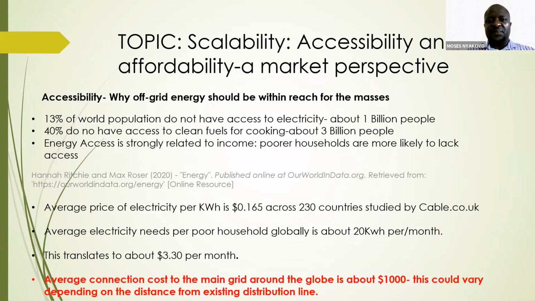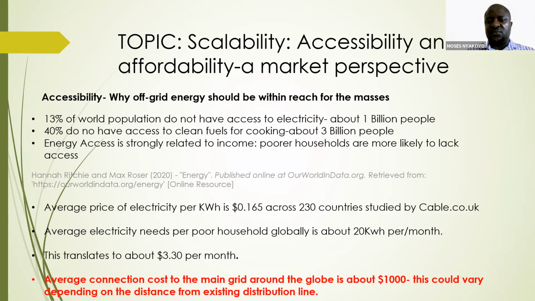Yes. There's a bit of data here I got from different sources. This was talking about the level of accessibility of energy across the globe. The data shows that 13% of the world population don't have access to electricity, and that translates to about 1 billion people. And there are about 40% who have absolutely no access to clean fuels for cooking, which translates to about 3 billion people. So the relationship between access to energy and incomes is very directly related.